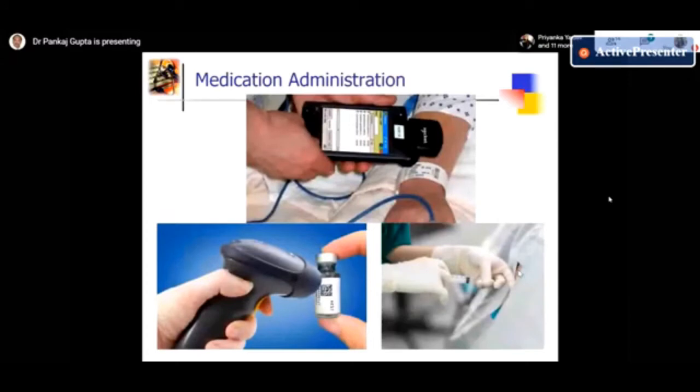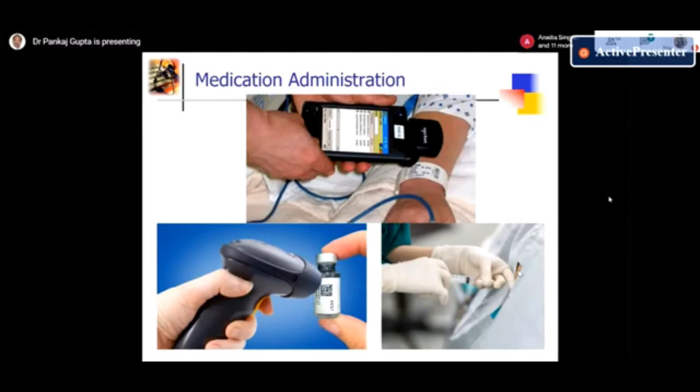At the time of medication administration, the nurse will carry it to the patient. The nurse will scan the wristband, which also has a barcode, and the system will match the wristband with the identifier of the patient for which the order was given. Only then will the system allow the nurse to do the administration of the medicine.